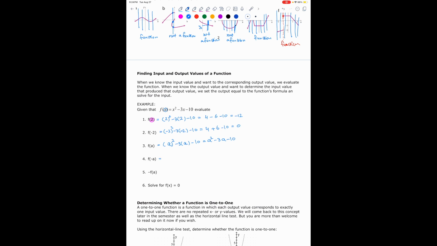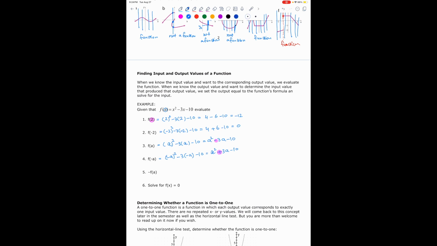How about negative a? We put the placeholders and then replace the negative a inside and see what happens. Negative a times negative a is positive a squared. Negative 3 times negative a is positive 3a, and then minus 10. Notice the difference between the first one and the second one. That is the only difference here.